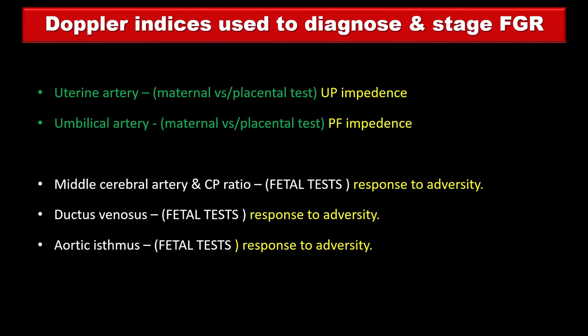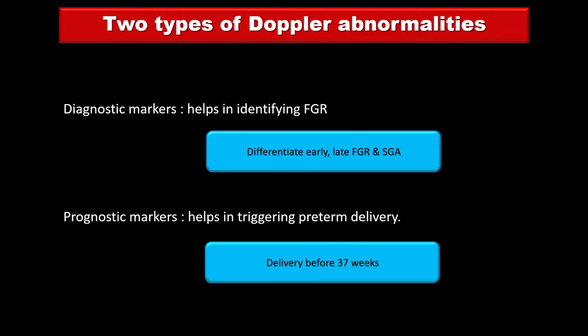Coming to Doppler indices, we have different vessels. The uterine artery and the umbilical artery are the placental tests, and these tell us about uteroplacental impedance and placentofetal impedance respectively. The middle cerebral artery, ductus venosus, and aortic isthmus are the fetal tests, and so is CPR, and they tell us the response of the fetus to adversity. So we have diagnostic Doppler markers which are used for diagnosis, which are the umbilical artery, uterine artery, and MCA, and we have done this already.